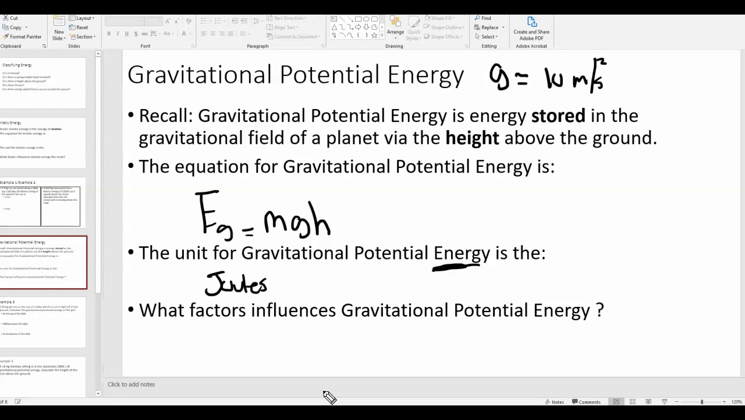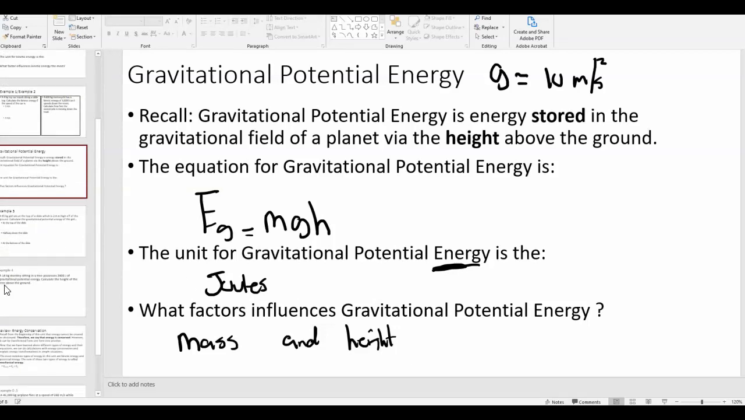Okay, so looking at the equation, what factors influence gravitational potential energy? Okay, well, we have mgh. G, though, is a constant because that's the acceleration due to gravity. Okay, that's 10 meters per second squared. So really we just have mass and h, which is height. Okay, so pause there, make sure you have that equation down, and then we're going to do a few more examples.